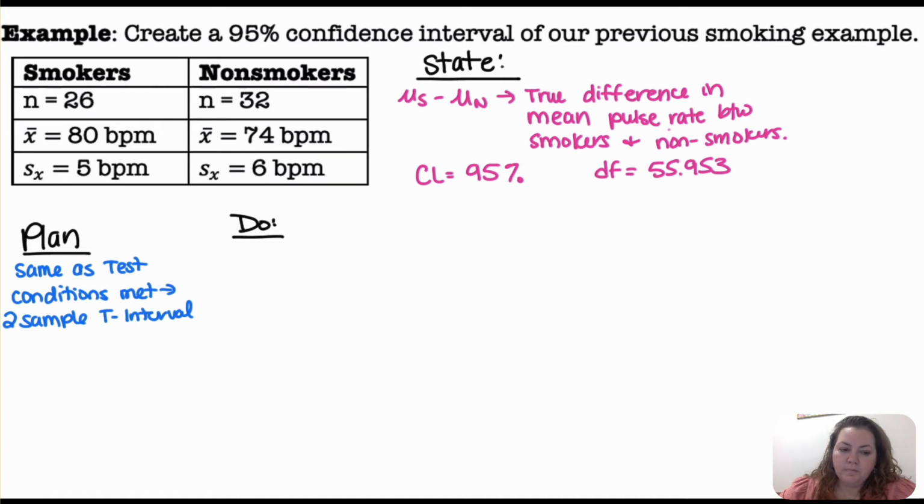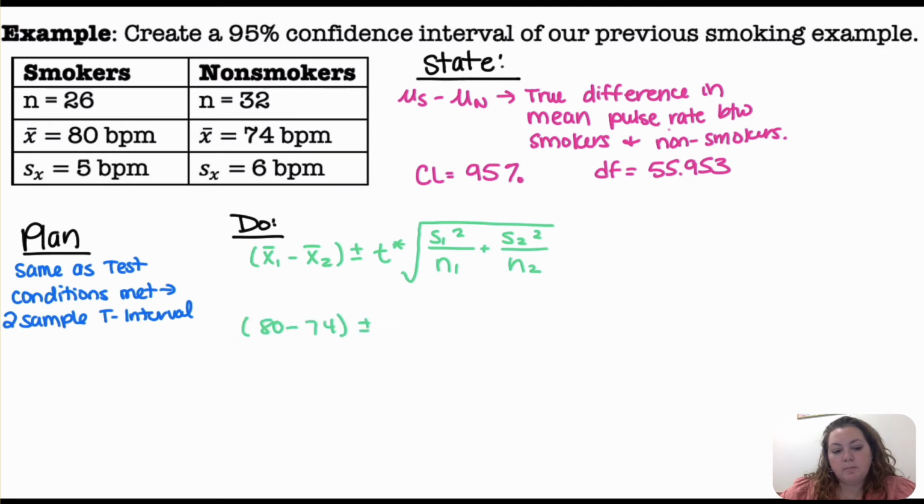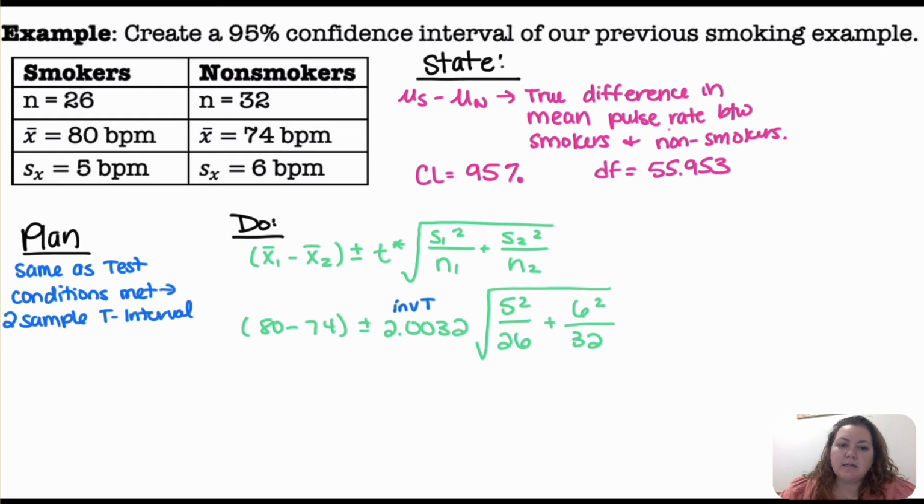Plan: we're going to say it's the same as a test, so our conditions are met, and we're doing a two-sample t-interval. Do: here is my formula for a two-sample t-interval. When I plug the numbers in, it's going to look like this. In order to get that t-star, I did an inverse t in my calculator. Because I'm doing a 95% interval, that leaves me with 5%, which leaves me with 2.5% on one tail. So for the area, I put 0.025. And then degrees of freedom, I put 55.953, and I got a t-star of 2.0032. All right, this gives me an interval of 3.1063 to 8.8937.